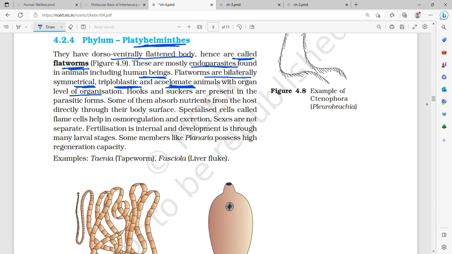And they have organ level of organization. So till now there was cellular level in Porifera, then Cnidaria or Coelenterata and Ctenophora had tissue level of organization. From platyhelminthes, organ level of organization. Hooks and suckers are present in the parasitic forms. Some of them absorb nutrients from the host directly through their body surface. Specialized cells called flame cells help in osmoregulation and excretion.